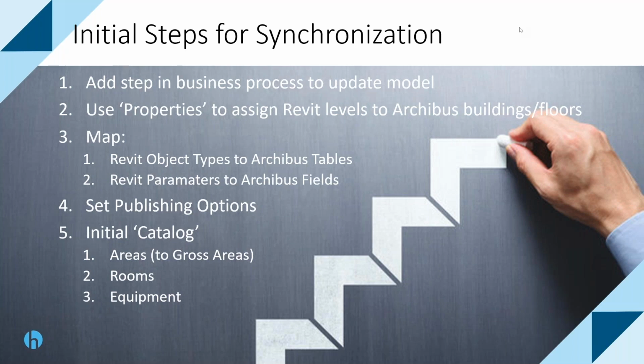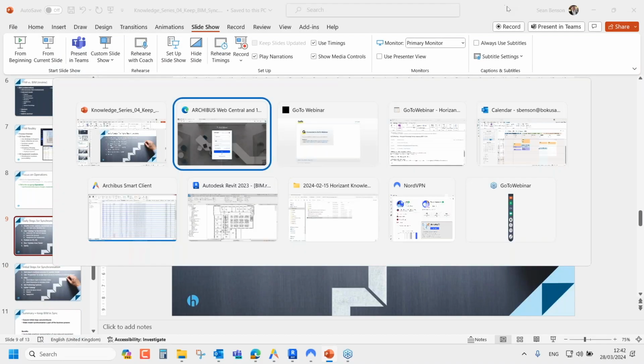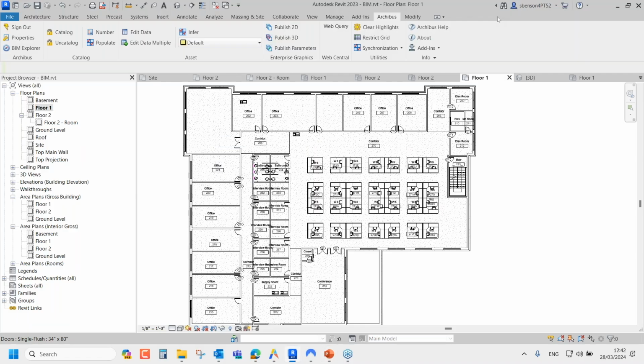Okay, but once these steps are done, you can go back and day to day worry about these daily steps of modification, cataloging, and publishing. So let me just go ahead and show you that now. I'm going to hop into Revit. We'll start out with the day-to-day process. The day-to-day process, like we said, is modifying areas, space, and equipment.